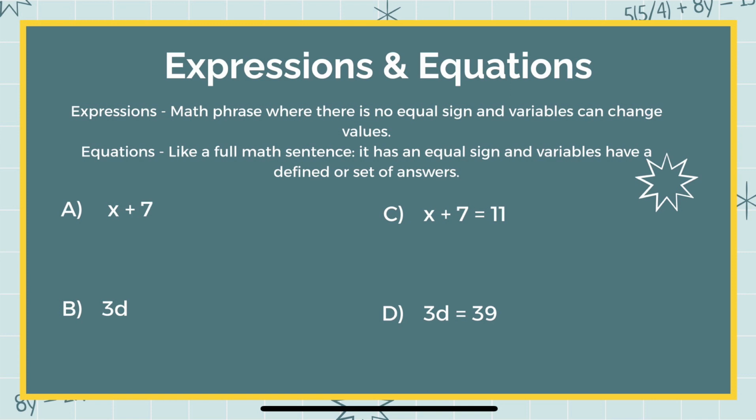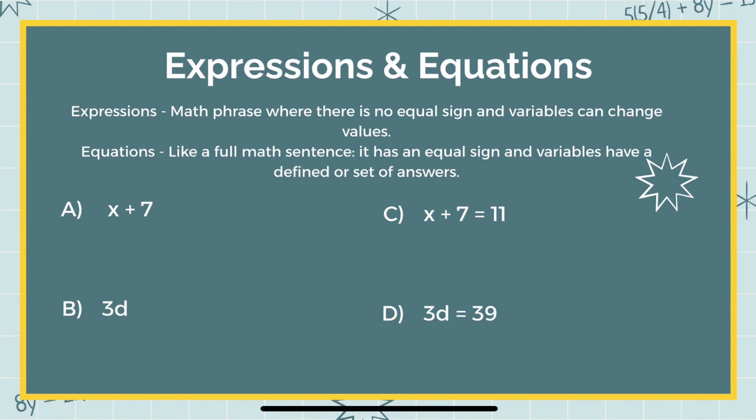Now how you remember this is equations have an equal sign but expressions don't, so these variables have a defined or set value. We can't say x equals 5 here like we did for example A, because if we plug 5 in, we do not get 11. We would have to solve for this variable. You can probably do this one with mental math. So we need to isolate the variable and subtract 7 from both sides, and we get x equals 4. X can only equal 4 here, so the variable has a defined or set value.